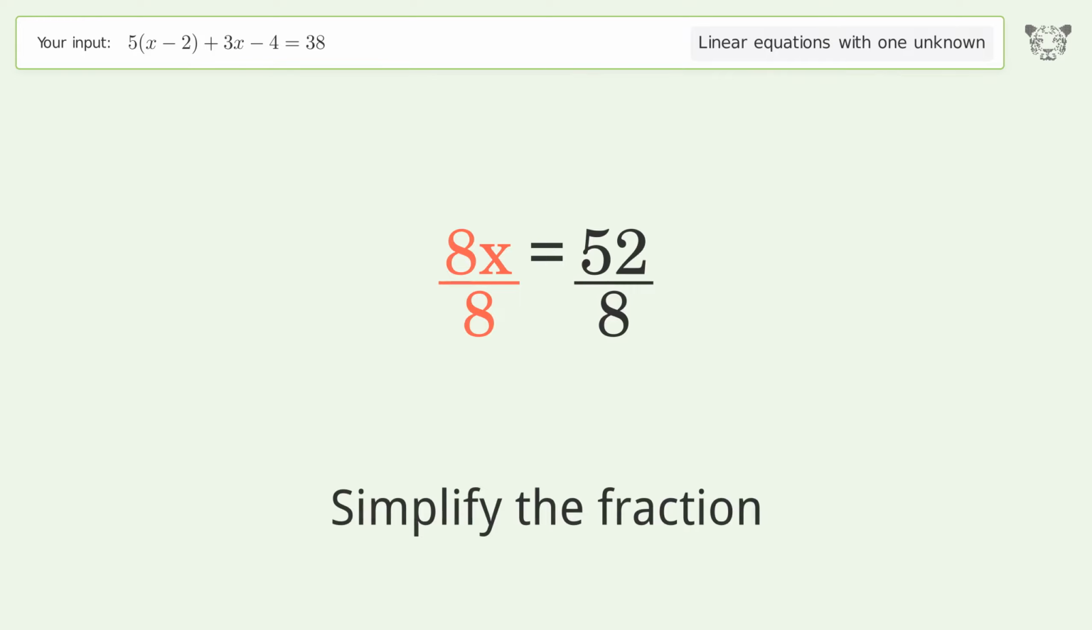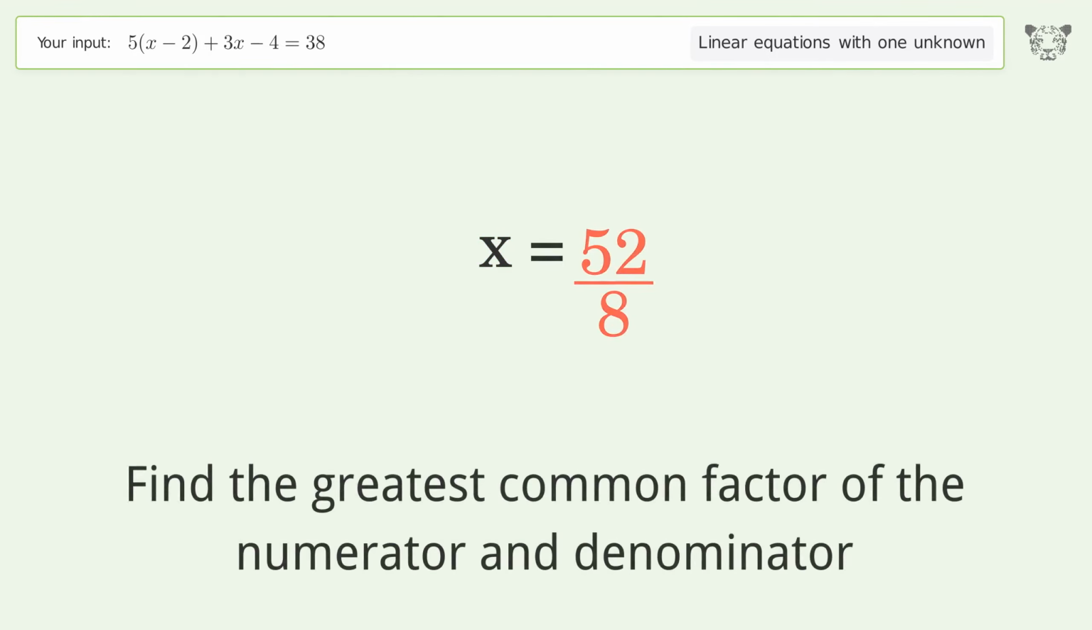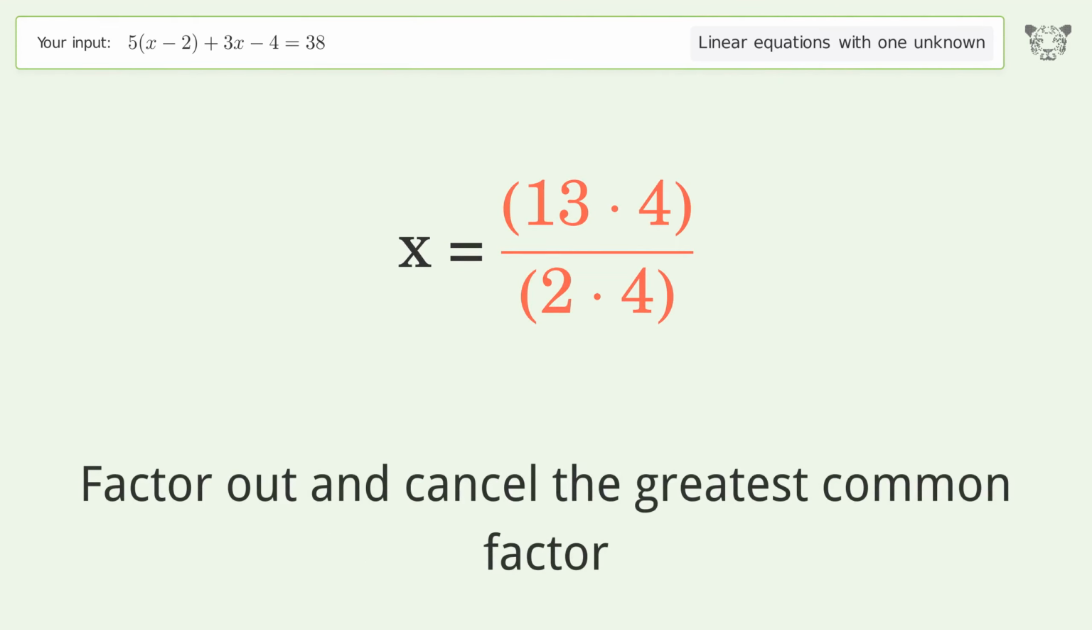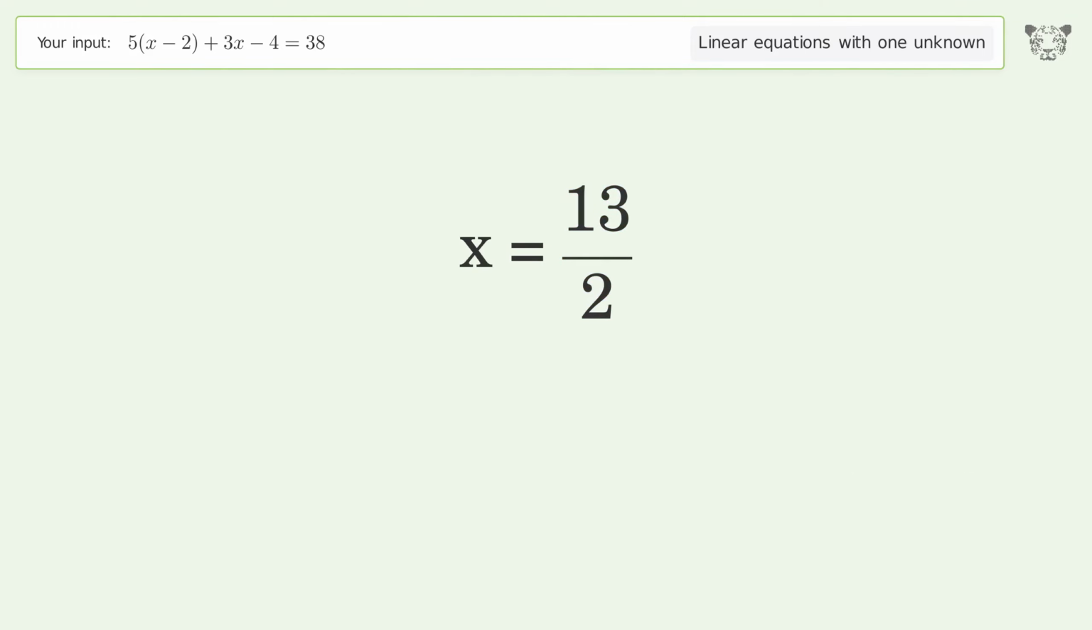Simplify the fraction. Find the greatest common factor of the numerator and denominator. Factor out and cancel the greatest common factor. And so the final result is x equals 13 over 2.